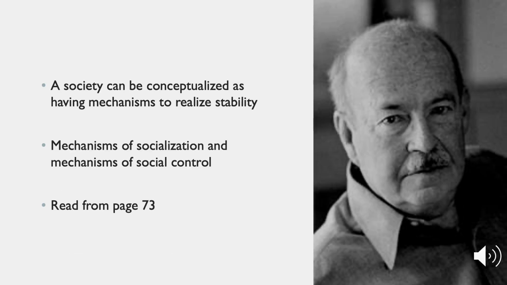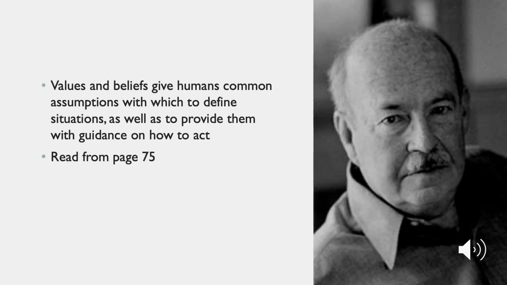A society can be conceptualized as having mechanisms to realize stability. He offers mechanisms of socialization and mechanisms of social control. There's a segment covering those mechanisms on page 73 that I would like you all to read. Values and beliefs give humans common assumptions with which to define situations, as well as to provide them with guidance on how to act. And I would like you to turn to page 75 to please read more about how values and beliefs act as that sort of guidelines for human behavior.